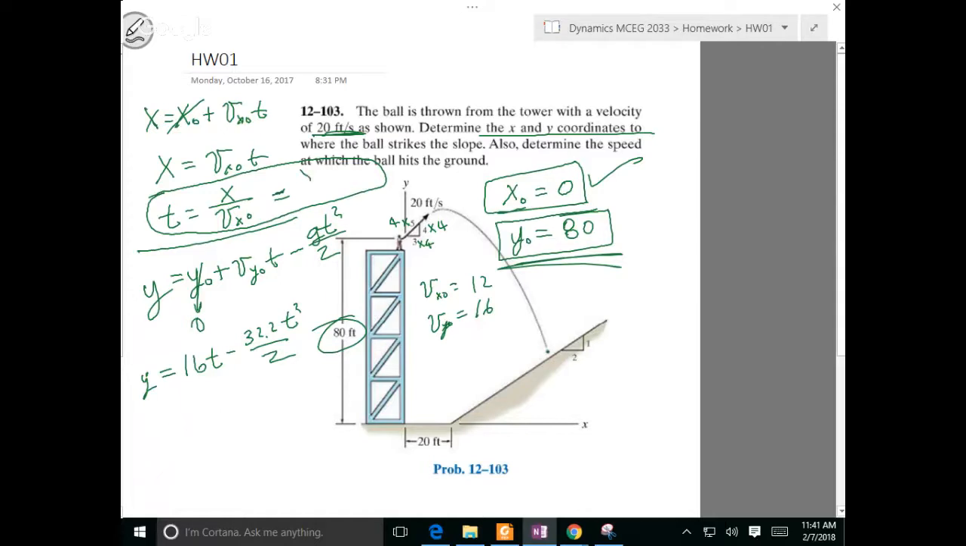Okay. x over 12. So now you just plug this in and you'll get 16t plus 32.